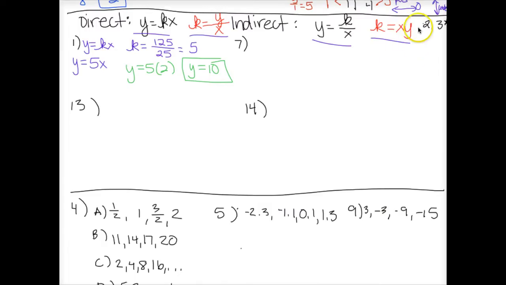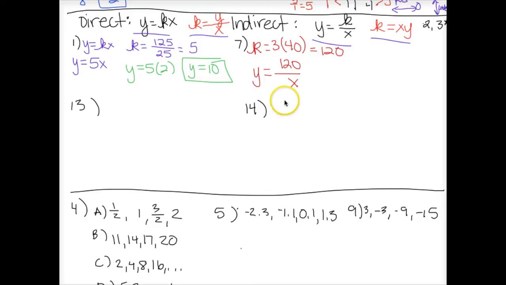So for indirect variation, that's up here, k is equal to x times y. So k is going to equal, in this case, 3 times 40, because those are my x and my y values. That gives me 120. So now I know that y equals 120 divided by x. This is the formula that's going to describe it.